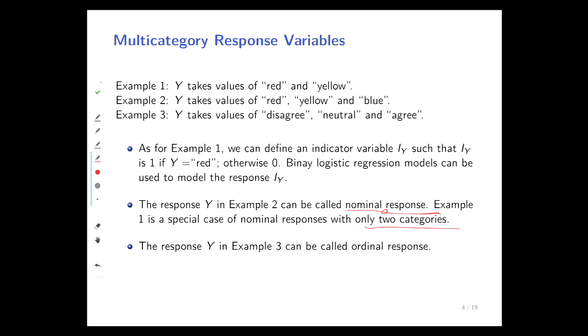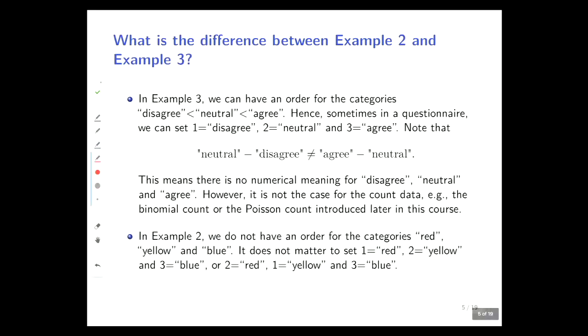The last one is a little bit different. We call it ordinal response because clearly disagree is smaller than neutral, and neutral is smaller than agree. So we have this kind of order for the third example. Because we have this order, usually in a questionnaire we can set 1 equals disagree, 2 equals neutral, and 3 equals agree, right? That's the usual way to design a questionnaire.